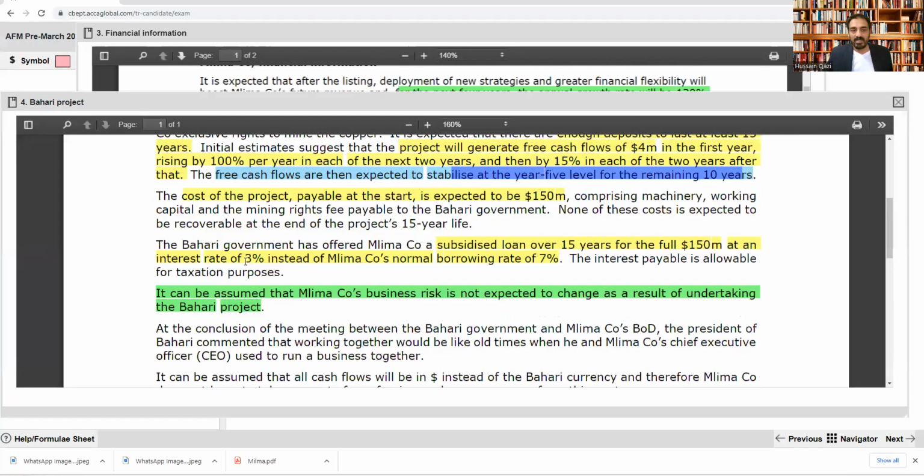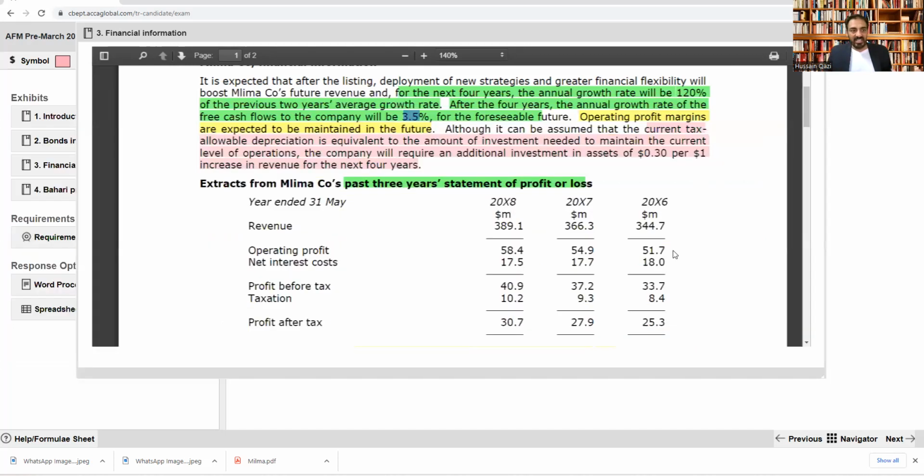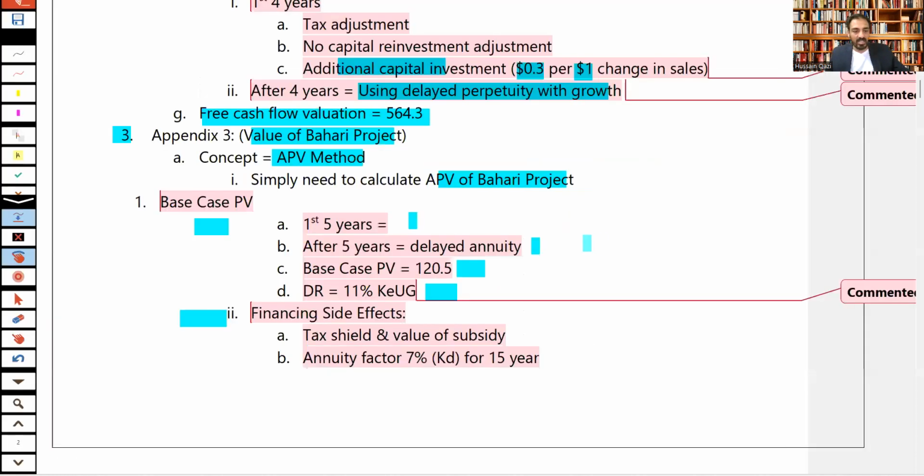For the Bahari project, the Bahari government has offered a subsidized loan, 15 years, of 150, at an interest rate of 3% instead of the normal borrowing rate. So first thing is the tax shield from the subsidized loan. That's an independent concept. Number 2, value of the subsidy loan. That's an independent concept. So apply the 15 years annuity factor with the cost of debt, and you will be able to get the things accordingly. Tax shield and value of subsidy, annuity factor 7%.